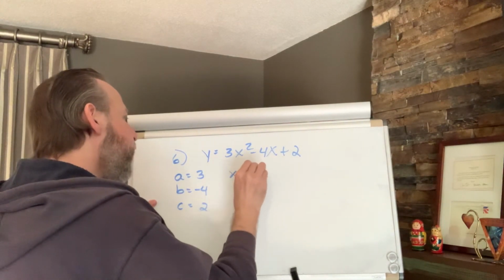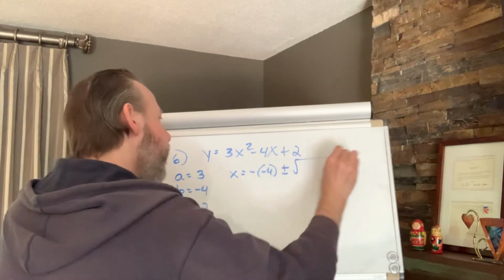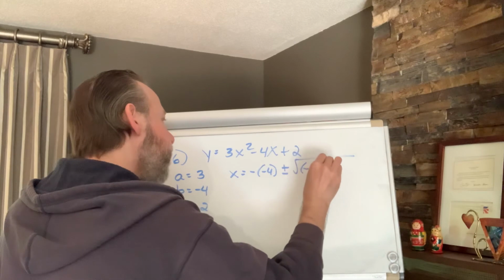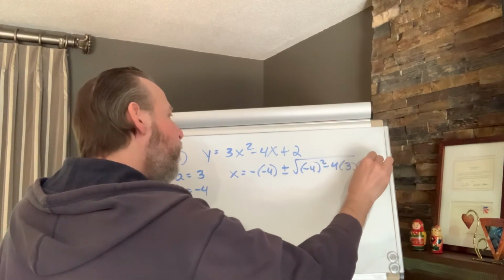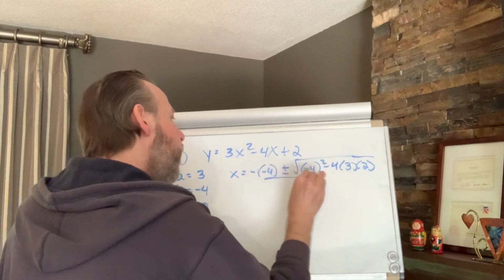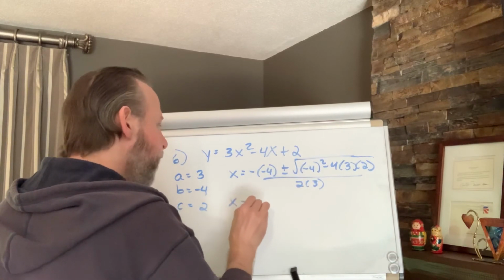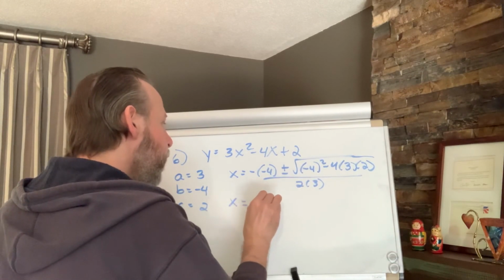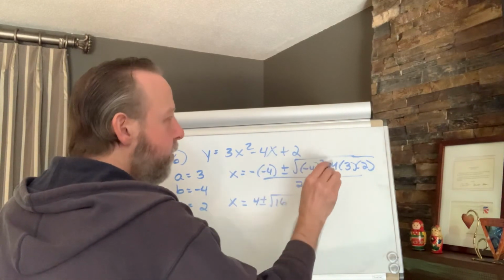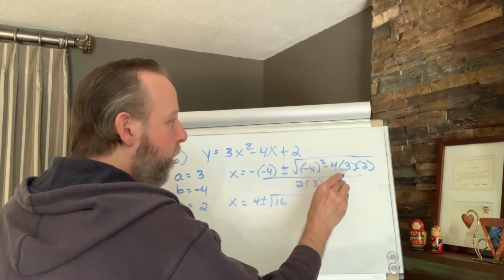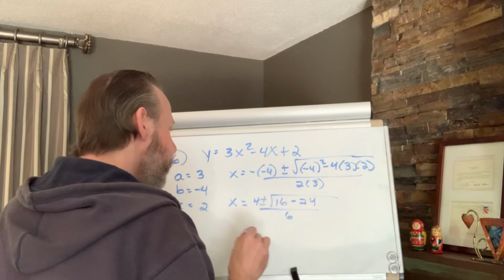So x equals negative b, that's negative negative 4, plus or minus the square root of b squared. So negative 4 in parentheses squared minus 4 times 3 times 2, all over 2 times 3. Okay, so negative negative 4 is 4, plus or minus radical, square root. Negative 4 squared is 16. Negative 4 times 3 is negative 12, times 2 is negative 24, all over 6.